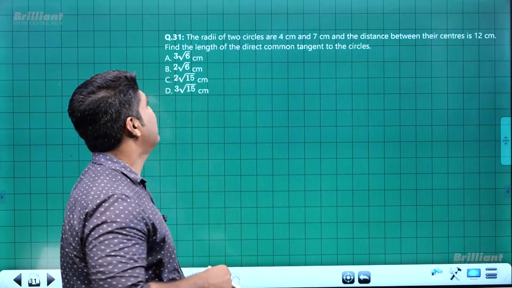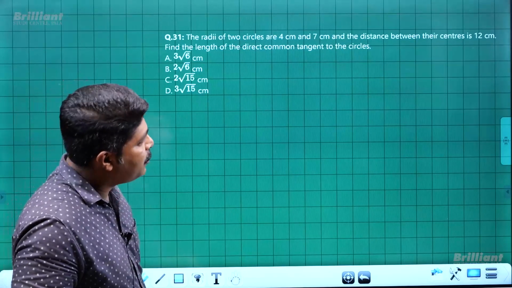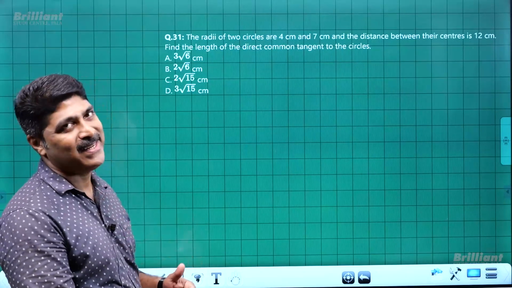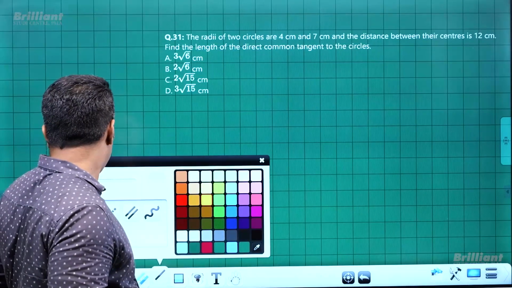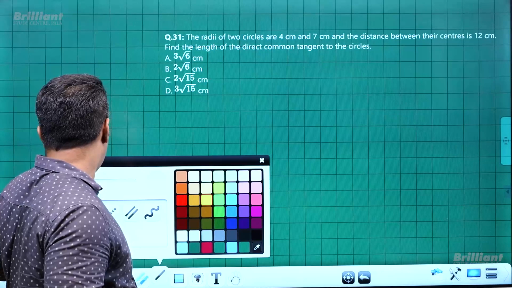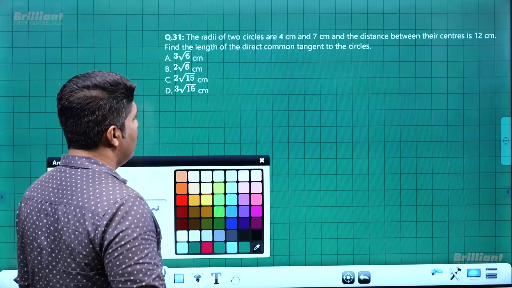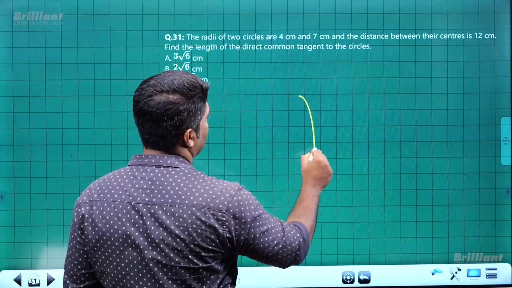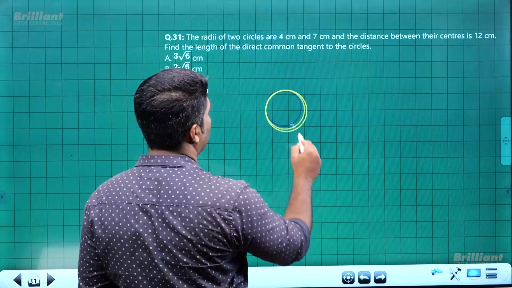The next question: the radii of two circles are 4 cm and 7 cm and the distance between their centers is 12 cm. Find the length of the direct common tangent to the circles. Pretty interesting question. Most of the students are quite familiar with this question because this is a very usual type of question. So here we can consider two circles.